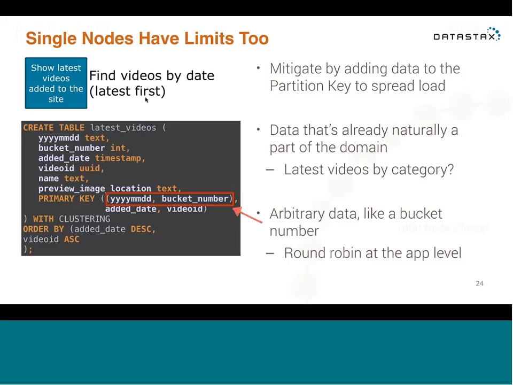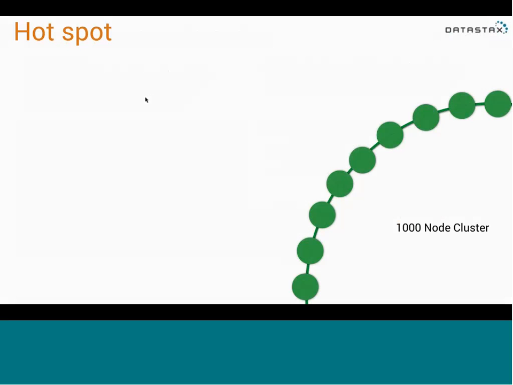So I have an example. Here's our big cluster, a 1,000-node cluster. And if I'm just using year, month, day, it's going to hammer that one node. Today, that node's going to get hammered, and all the rest of them are going to sit around and watch as this thing goes up in flames.